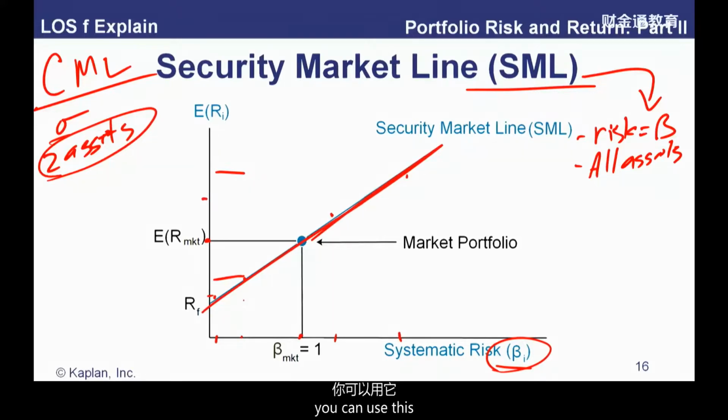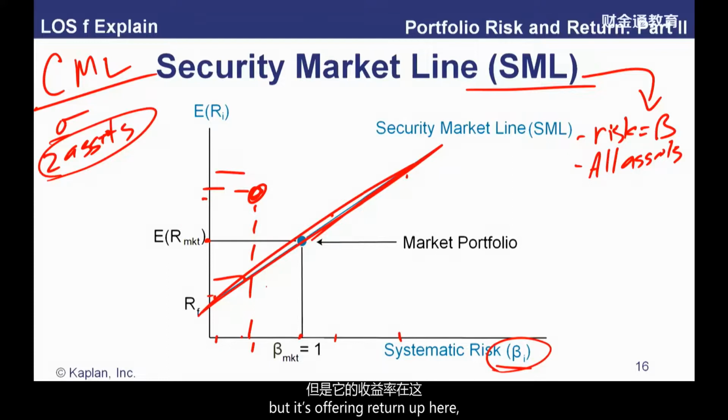And what we're going to see is that you can use this to identify mispricing, because if you have an expected return that's not on this line, so what if the asset plotted up here? Well, let's see. This is how much risk it has, right? But it's offering return up here. It should only have return down here, but it's offering returns way up here. So this is 6% and this is 16%.